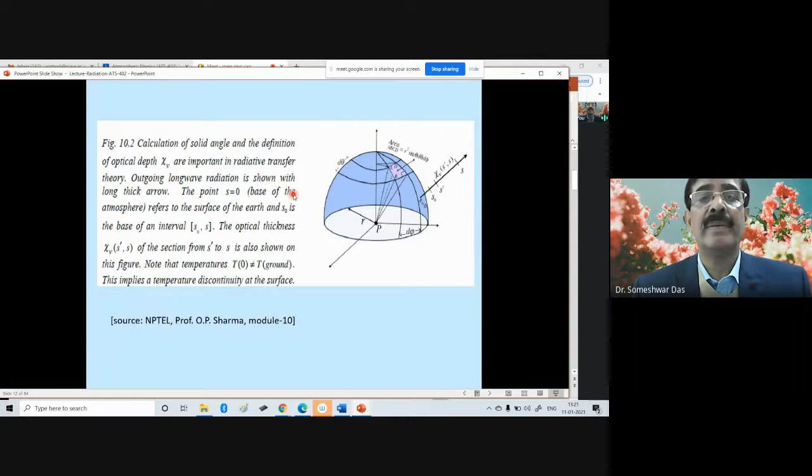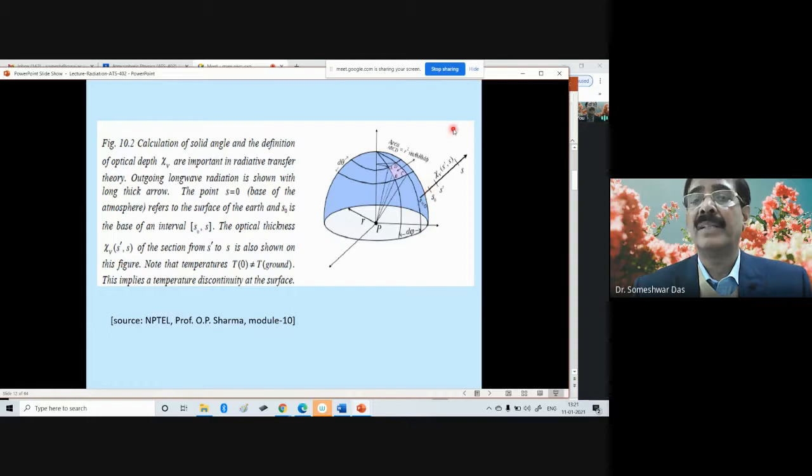Outgoing longwave radiation. In this diagram, we have shown the outgoing longwave radiation. Let us say this is the solid surface of the Earth. These are the longitudes, different longitudes, phi 1, phi 2, and so on, and these are the latitudes, again represented by theta here. So this is the solid surface of the Earth.